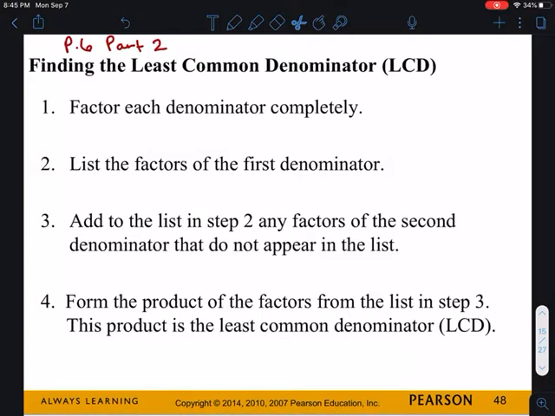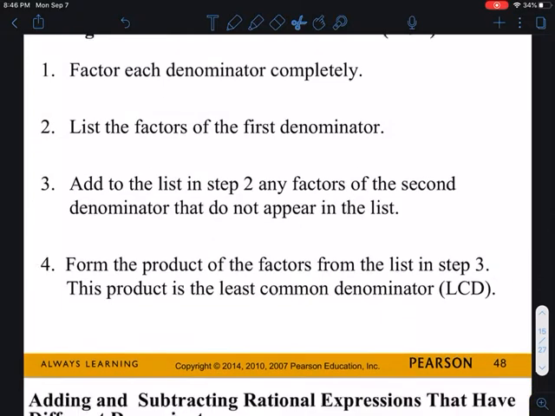In this case, step 1, factor each denominator completely. Step 2, list the factors of the first denominator. Then step 3, add to the list in step 2 any factors of the second denominator that do not appear in the list. And then step 4, form the product of the factors from the list in step 3. This product is the least common denominator.